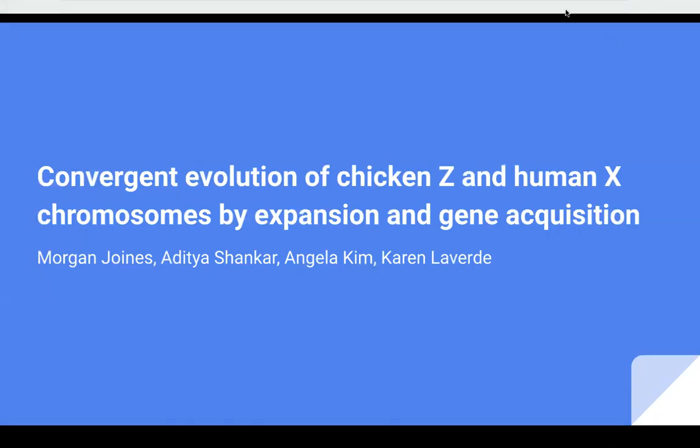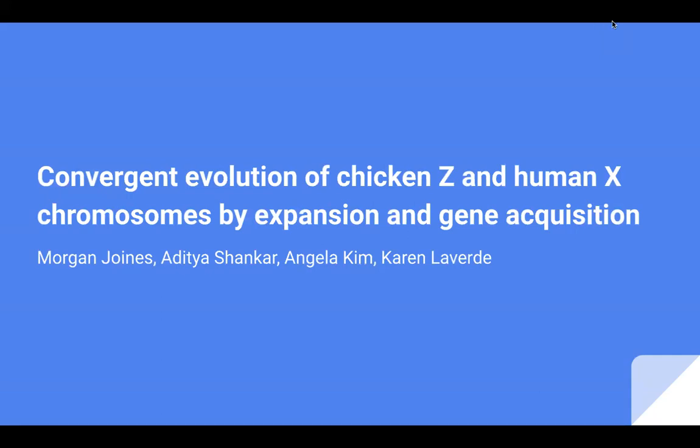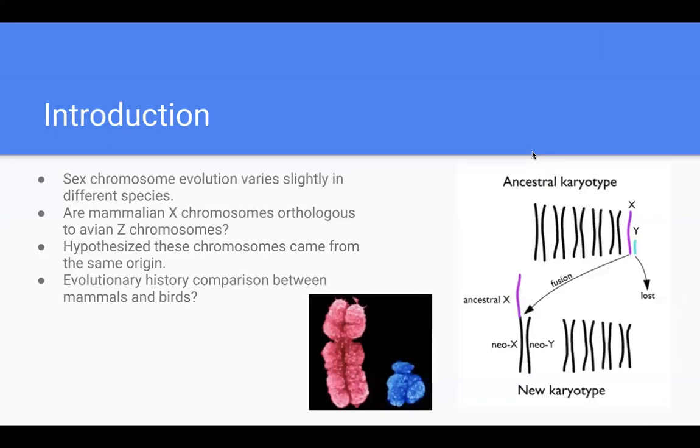The primary research paper we chose was the convergent evolution of chicken Z and human X chromosomes by expansion and gene acquisition. The study of different chromosomes and their evolution has been actively researched for over 100 years. Chromosomes are structures that carry the genetic information of organisms that get passed down to their offspring. Sex chromosome evolution specifically has been highlighted and explored in many different species.